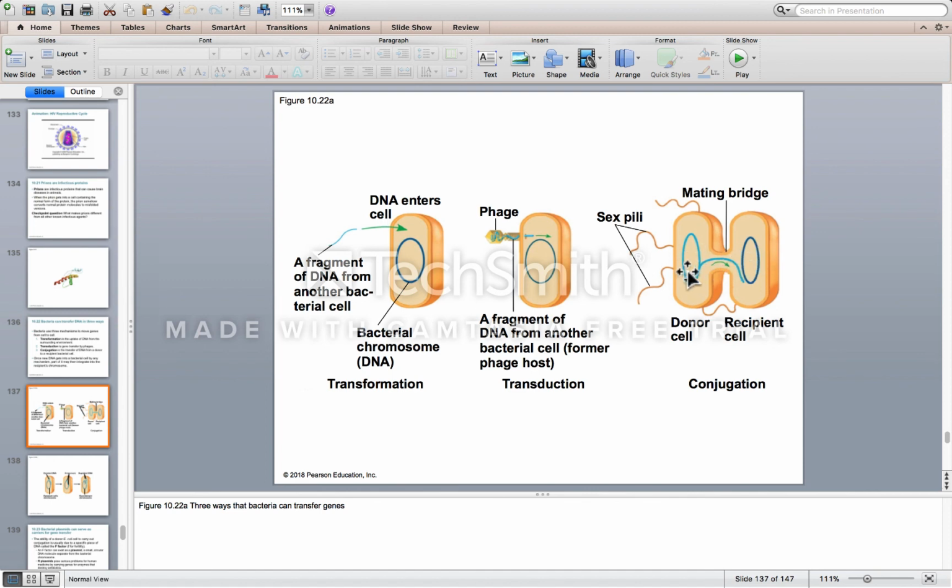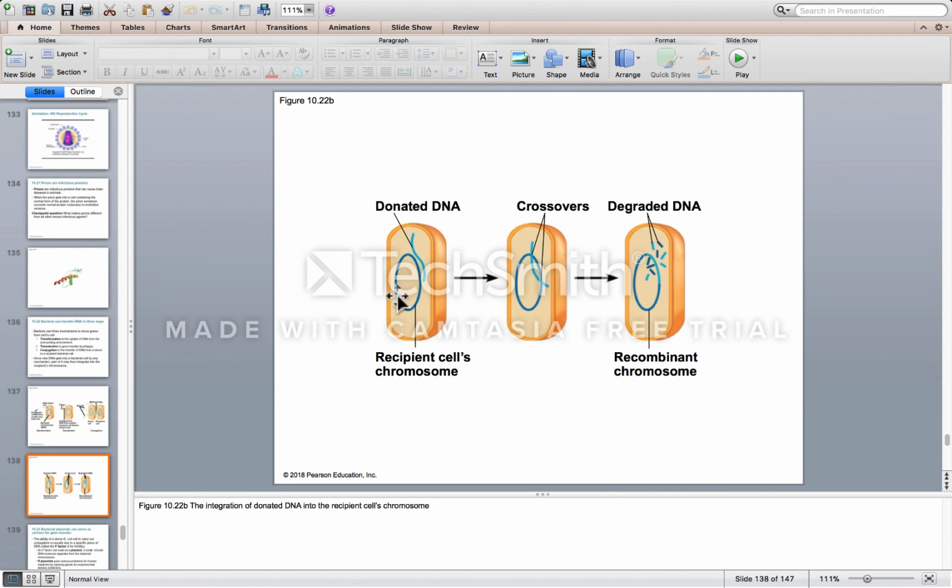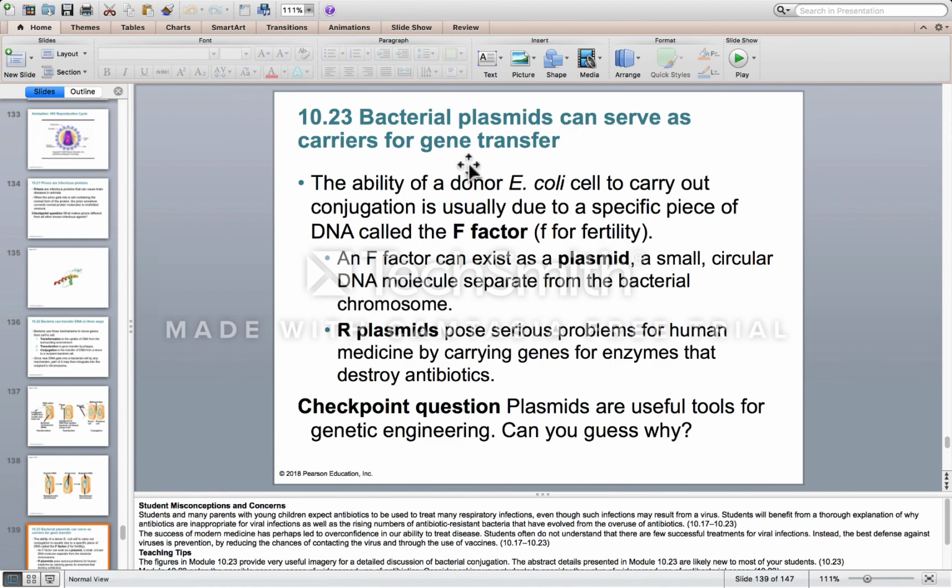Conjugation is when the donor starts to attach with a bridge and conjugate. This is done through a sex pilus. The sex pilus will send DNA from the donor to the recipient and infect bacteria that way as well. So the recipient cell will have the donated DNA. It'll cross over, degrade the original DNA and recombine it, which is really scary in the end. So bacterial plasmids can serve as a carrier for gene transfer.